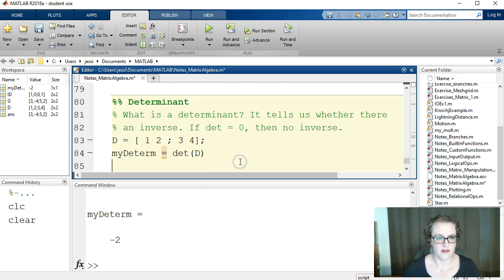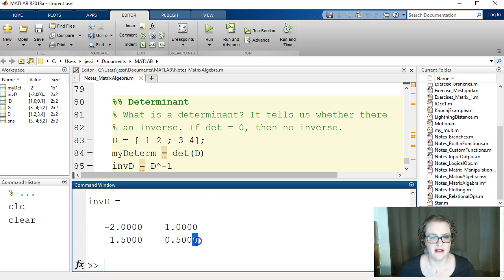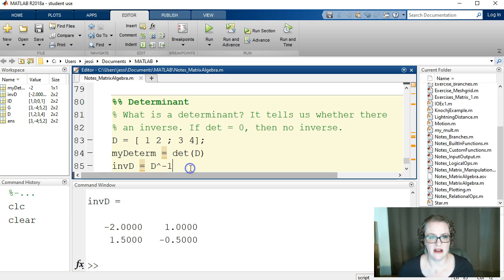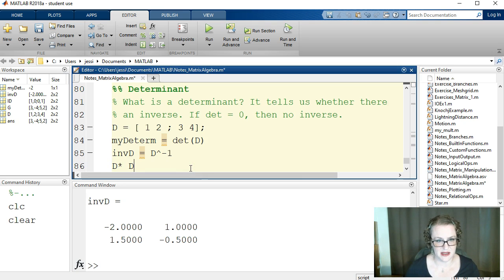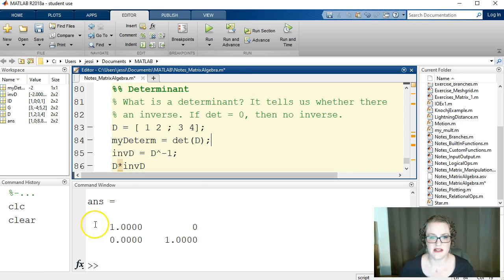Let's create an inverse. Here's how we can create an inverse in MATLAB. I'm going to call mine inverse D, D to the -1 power. I know this will not produce an error because I already checked the determinant and it's not 0. So run this section. It's given me the inverse here, and now what I want to see is what's D times D to the -1. Oh, I called it inverse D. What's D times inverse D?